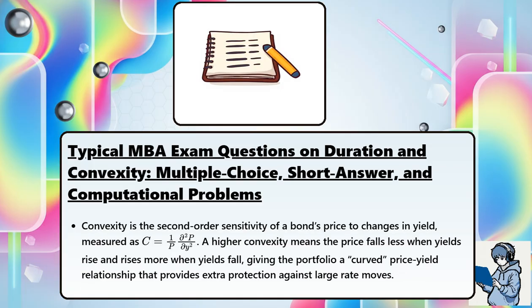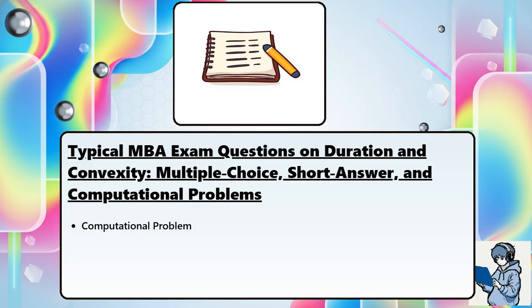Convexity is the second-order sensitivity of a bond's price to changes in yield, measured as C equals 1 over P times the second derivative of price with respect to yield squared. A higher convexity means the price falls less when yields rise and rises more when yields fall, giving the portfolio a curved price-yield relationship that provides extra protection against large rate moves.